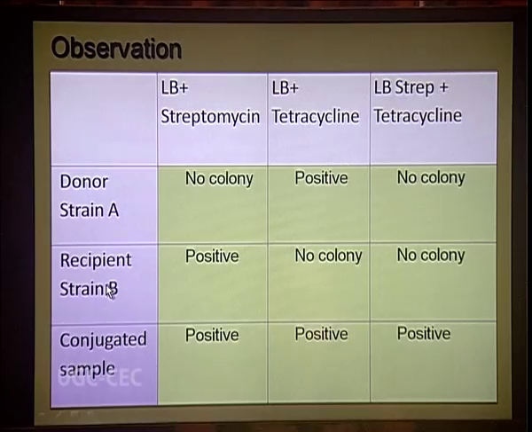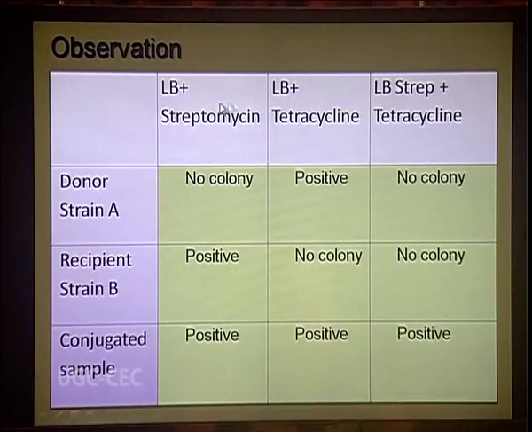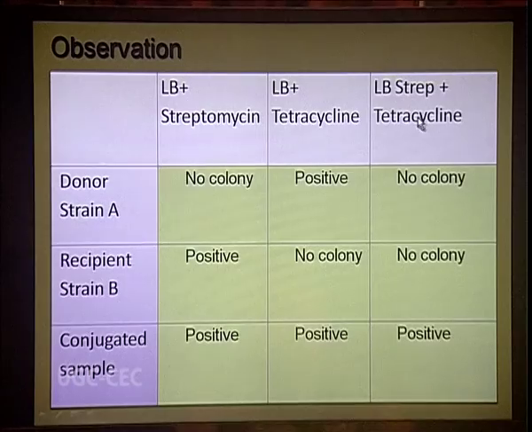Secondly, regarding the recipient, we already knew that it contains resistance genes against streptomycin. That's why it gave colonies in LB streptomycin plates. It couldn't give colonies in LB tetracycline plates because it was sensitive towards tetracycline, and due to this reason only, it couldn't give any colonies in LB streptomycin plus tetracycline plates.